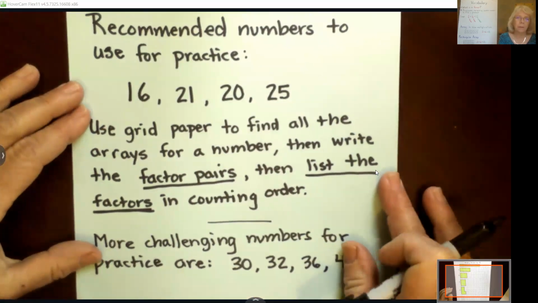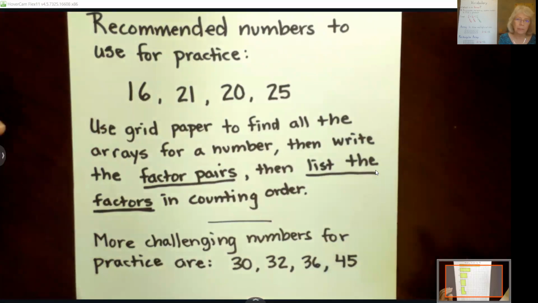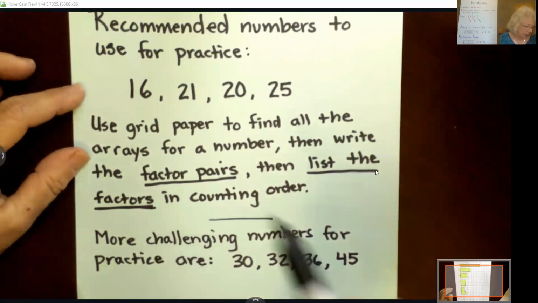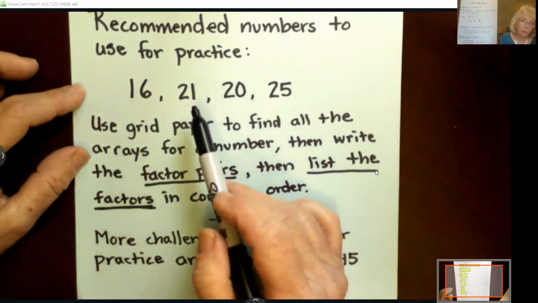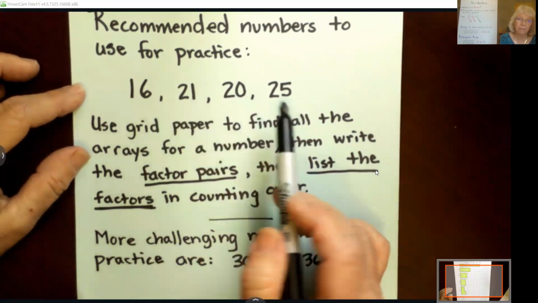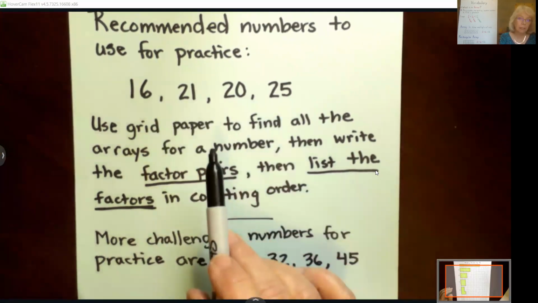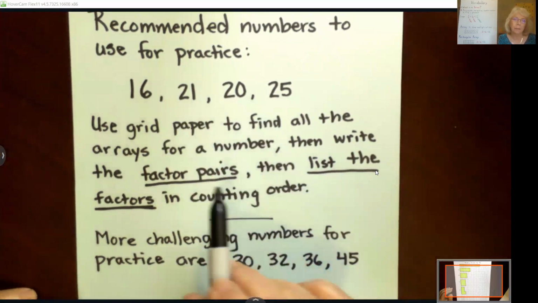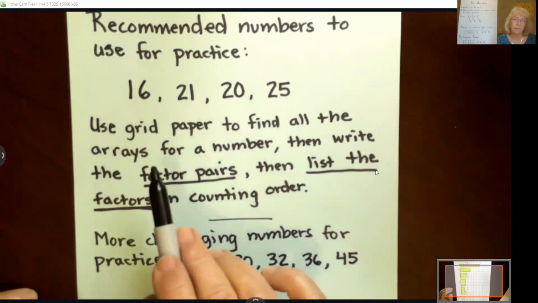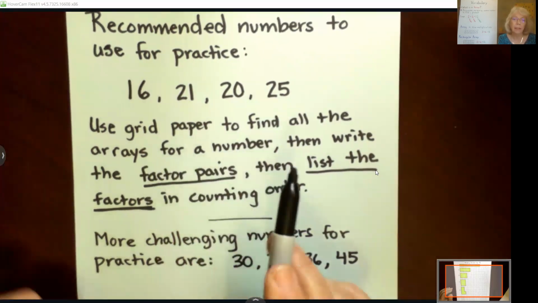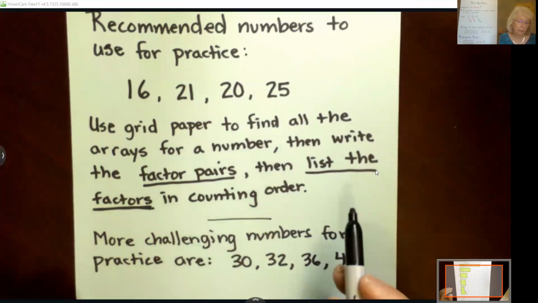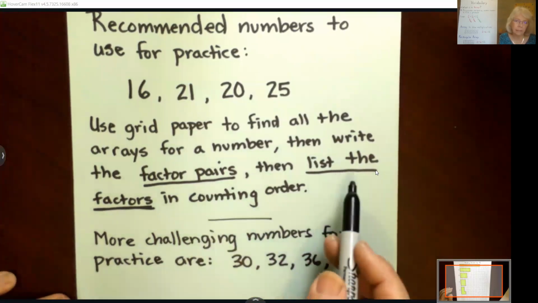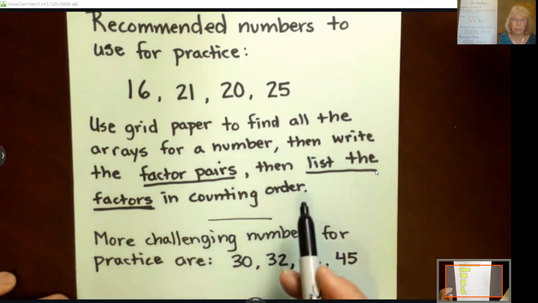All right, almost done. I want to give a recommendation for some practice problems. My recommended numbers to use for practice using grid paper, start with 16, 21, 20, or 25. These are all good numbers for learning how to do this using a model, using grid paper. So you would go ahead and find all the arrays for a number that are a perfect rectangle, then write the factor pairs, then list the factors in counting order, just as I did.